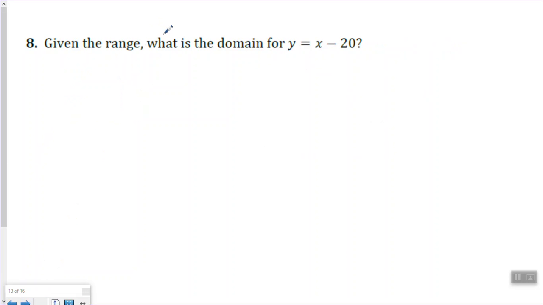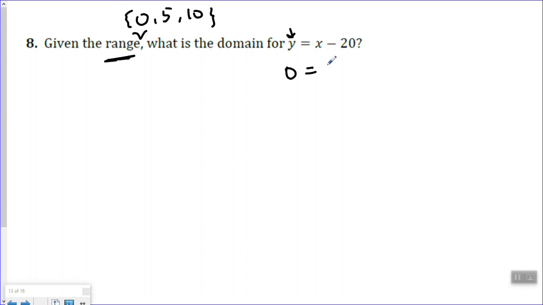Given the range, what is the domain for y equals x minus 20? So on your handout, you have 0, 5, 10, right? You have to be very careful. Number 7 said given the domain. Now it's given the range. That means these are y values. These are not x values. So let's plug them into y.